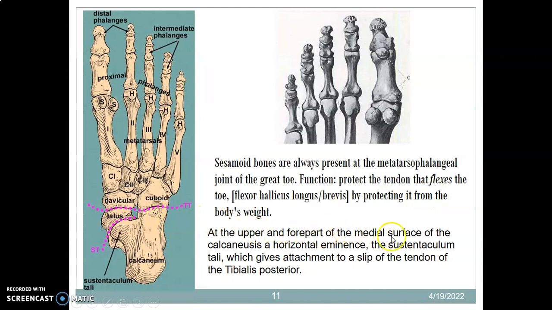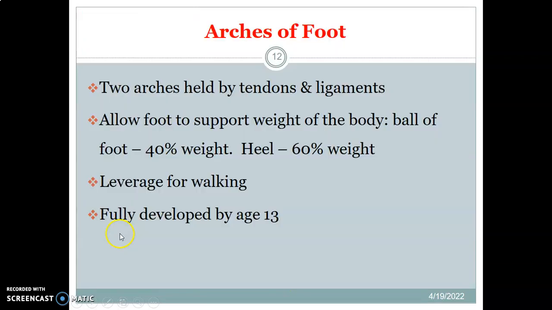So at the upper forepart of the medial surface of the calcaneus, there's a horizontal eminence of the calcaneus. You can see that's the sustentaculum tali. This gives attachment for the tibialis posterior muscle, which is a muscle in the deep portion of the posterior compartment, so sustentaculum tali.